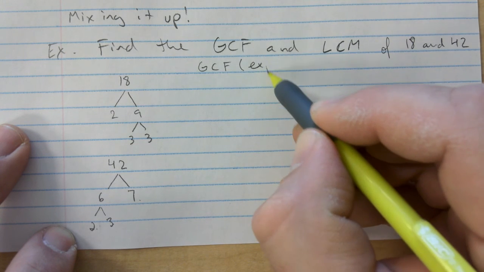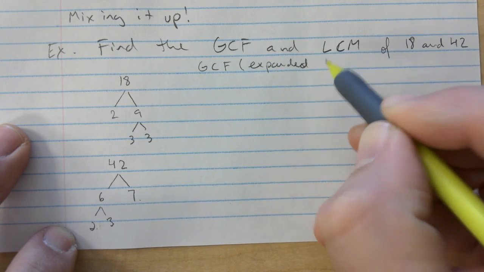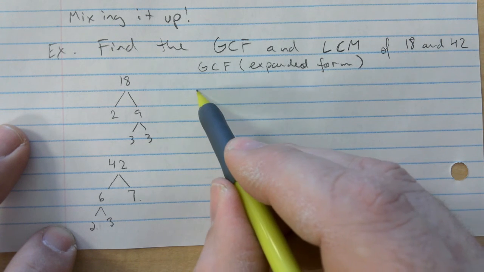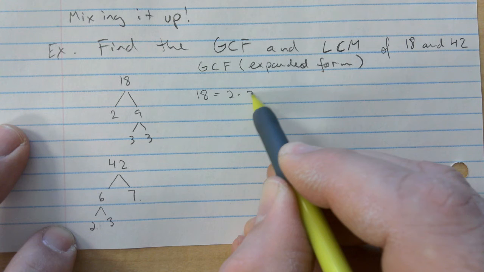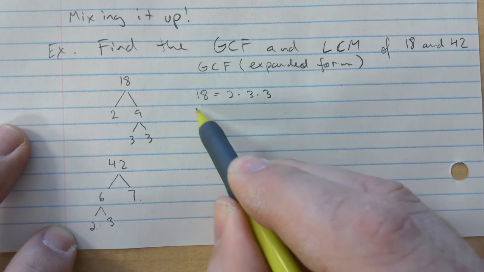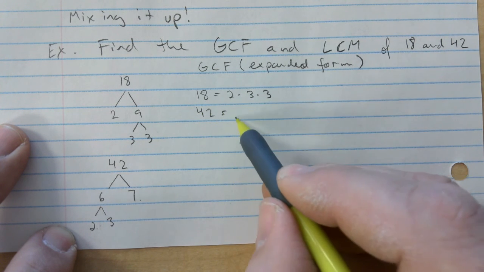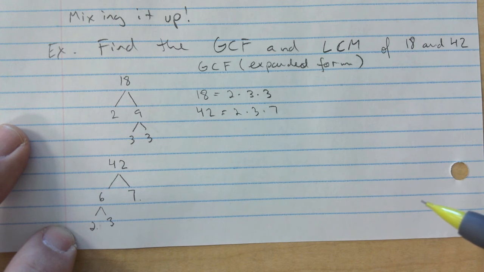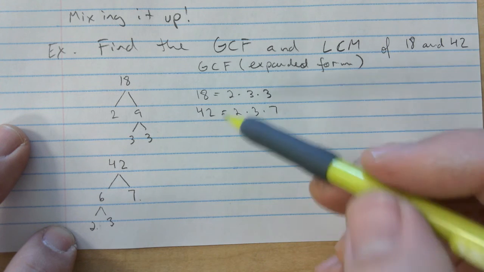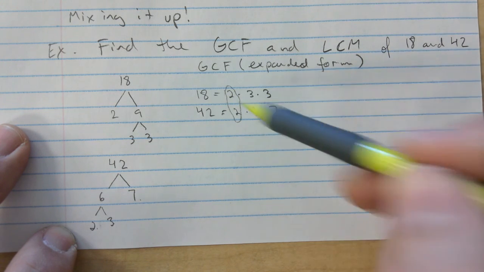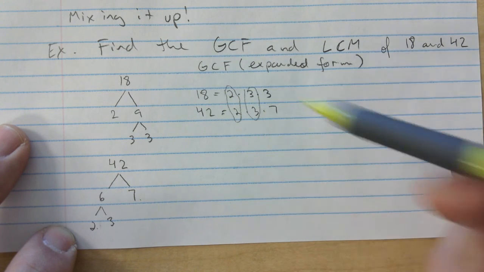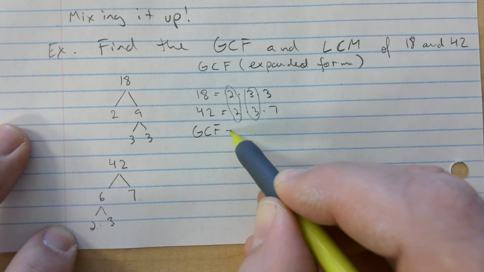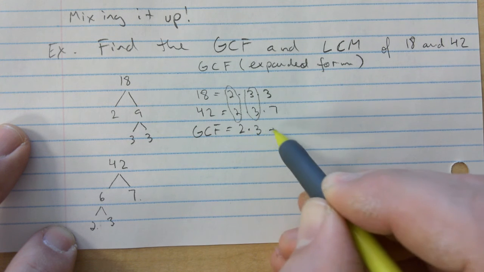Okay. So to find the GCF, you write it in expanded form. 18 is equal to 2 times 3 times 3. 42 is equal to 2 times 3 times 7. And they share the 2. They share the 3. And that's it. So the GCF is going to be 2 times 3, which is 6.